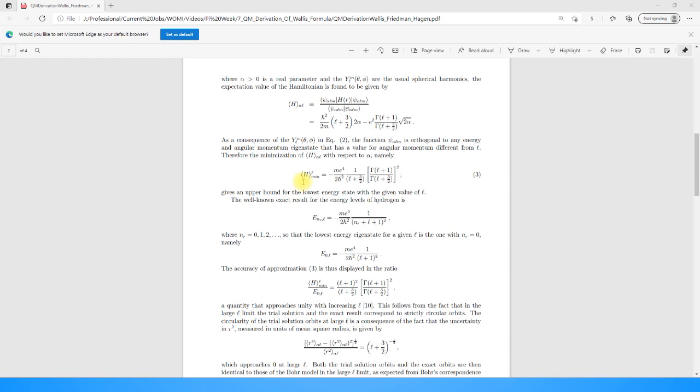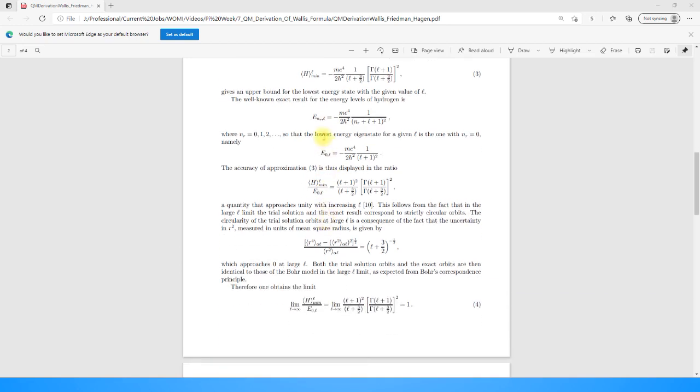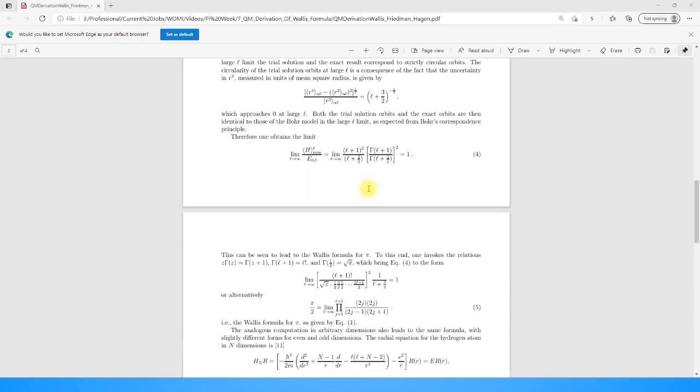Now, the energy levels of a hydrogen atom are known exactly, and they're given by this formula right here. In the subscript, n sub r is the radial quantum number, and L is the orbital quantum number. The ground state occurs when the radial quantum number is 0, and so this is the formula for the ground state energy. Here, they take the ratio of the minimized expectation value for the energy and the ground state energy, which is the minimum value of the energy, and they form that ratio right here. And then they take the limit as L approaches infinity, and that limit has to be 1.